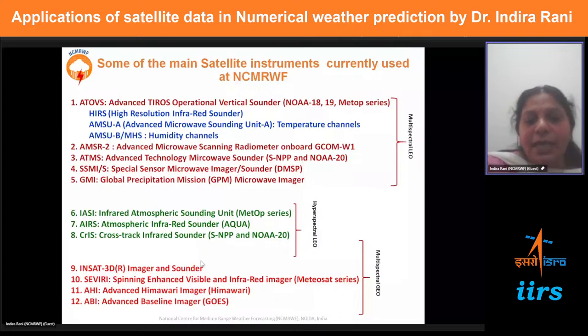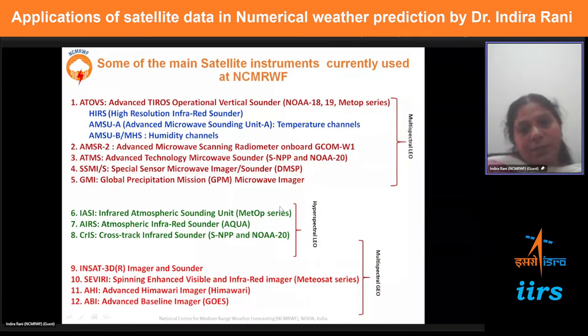And SEVIRI is the Spinning Enhanced Visible and Infrared Imager on board the Meteosat series of satellites. So that also we are using in our assimilation system. And we have the advanced imagers also, AHI, the Advanced Himawari Imager, and ABI, the Advanced Baseline Imager on board the GOES series of satellites. AHI is the Japanese one on board the Himawari satellite. So these are some of the satellite instruments, or satellite radiance data, we are using operationally in our assimilation system. And this is again where we are getting the data from.